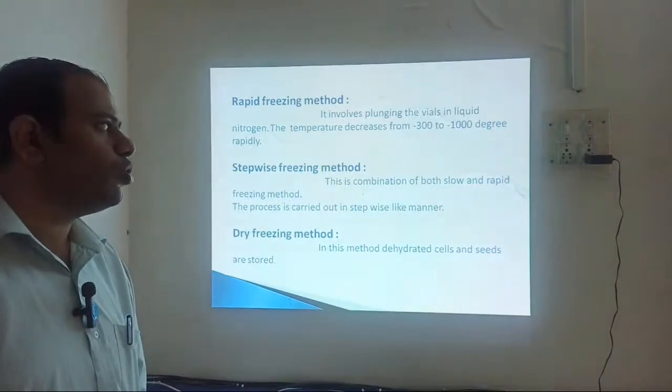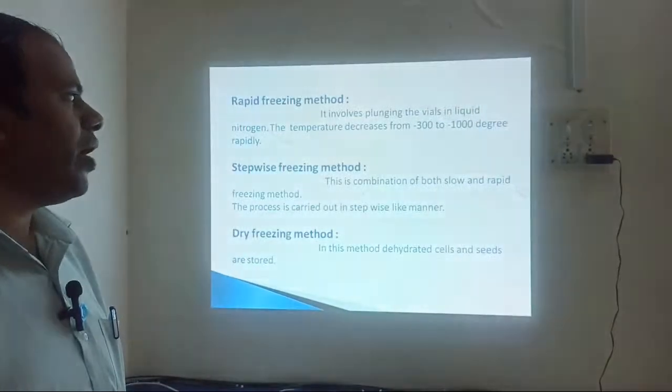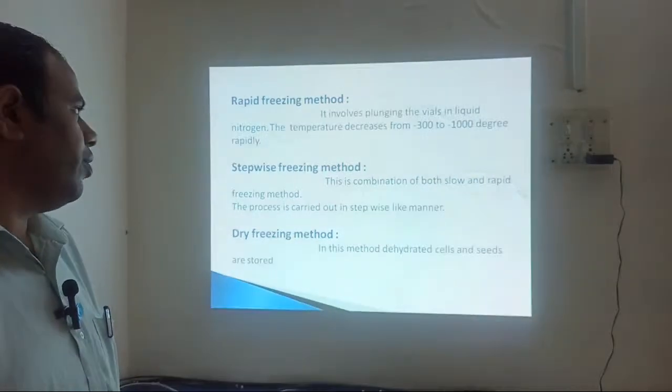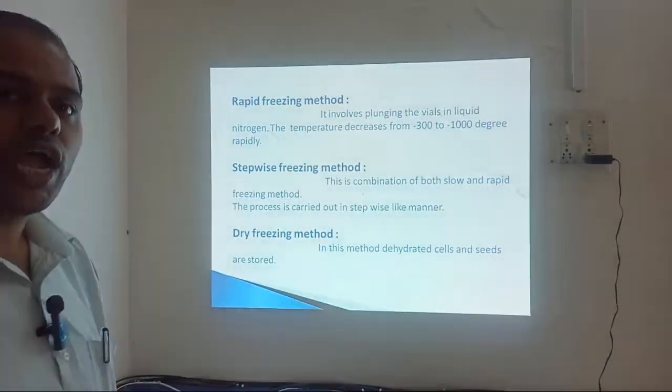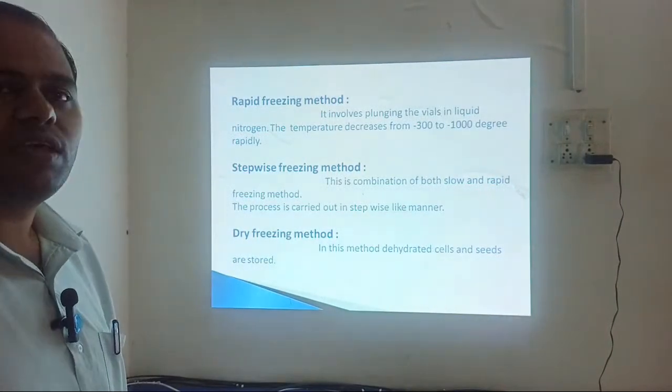Directly you have to put the vials in liquid nitrogen, where the temperature can be reduced rapidly from minus 300 to 1000 degrees Celsius. Okay, this can be easily done by plugging it into liquid nitrogen. Certain tissues require such kind of drying also. So you have to select what kind of drying method or freezing method you have to use.